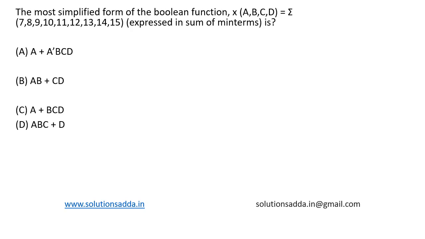This is a question from digital logic design. The most simplified form of the Boolean function for this 4 variable is what? And that is the question. And it is expressed in sum of minterms. So let's draw a 4 variable k-map to solve this.